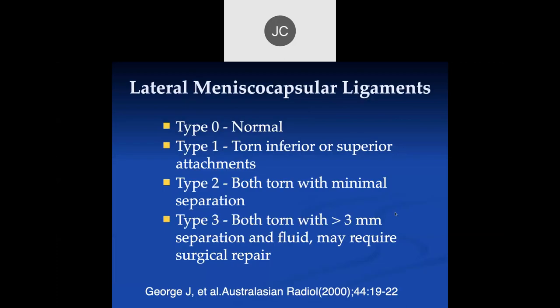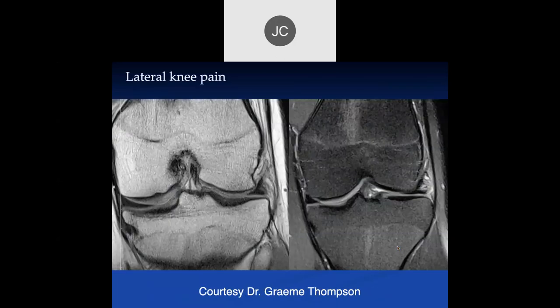Like so many things in the world, people like to do research on these things. So you need to have some sort of a classification system. And don't memorize all these things, but there is a classification system for this, as you might expect. Type 0 is normal. Type 1 is a torn inferior or superior attachment. Type 2 is both, and torn with a separation there. So I just put this in just in case anybody ever brings it up. I don't use this classification system, but if you're going to do research in this area, this might be helpful. Okay. There you are.